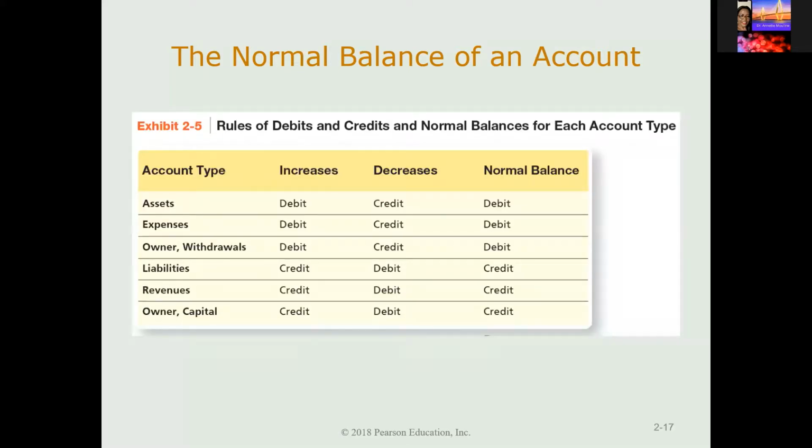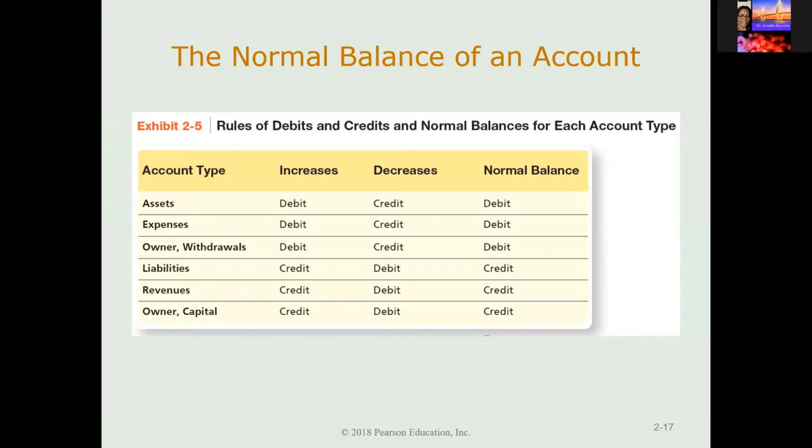Here you see in Exhibit 2.5, it summarizes the normal balance of each type of account. This table also shows assets, expenses, and owner withdrawals are all increased with debits and have a normal debit balance. Here you see your liabilities, your revenues, and owner capital. They have a normal credit balance. So assets, expenses, and owner withdrawals have a debit normal balance, whereas liabilities, revenues, and owner capital have a credit normal balance.